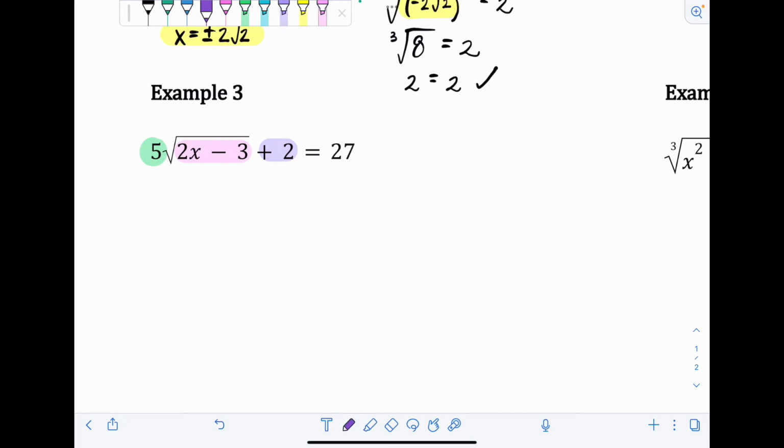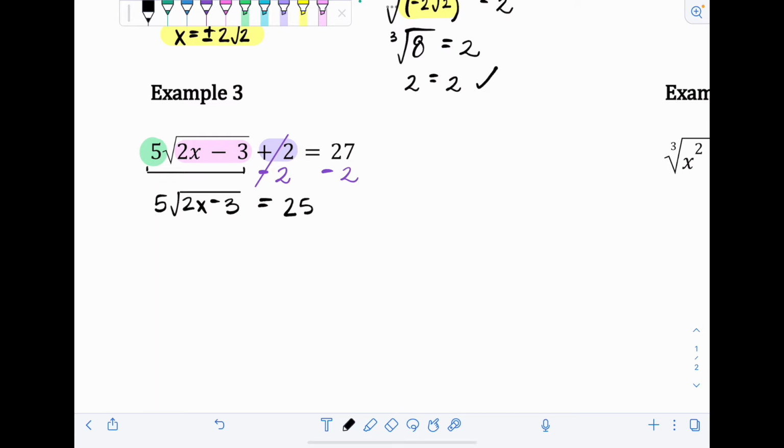The opposite of adding 2 is subtracting 2, so I could subtract 2 from both sides. And then I bring down this whole thing, so 5 times the square root of 2x minus 3. The 2 minus 2 cancels out. And then I have 27 minus 2, which is 25.